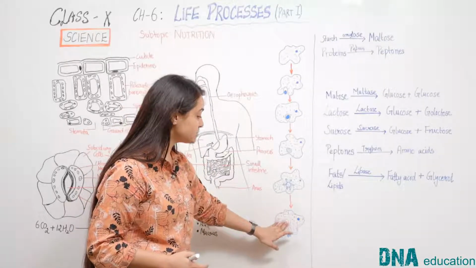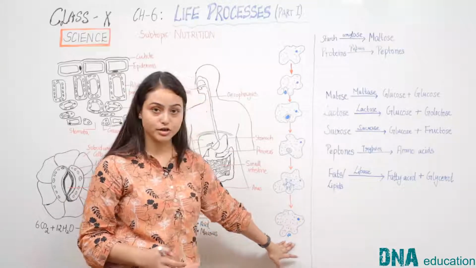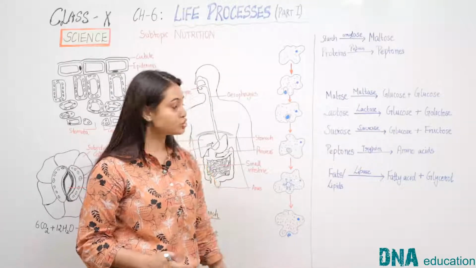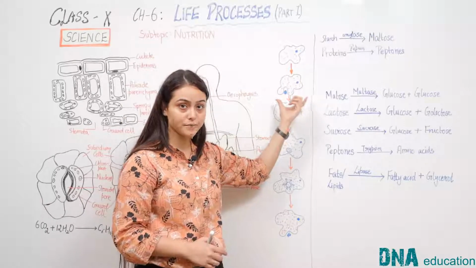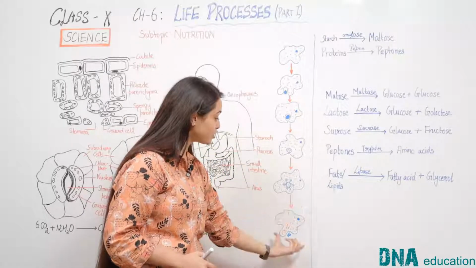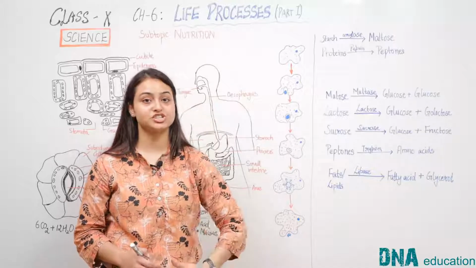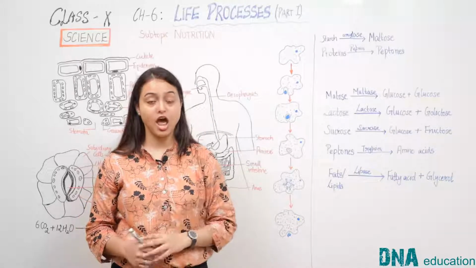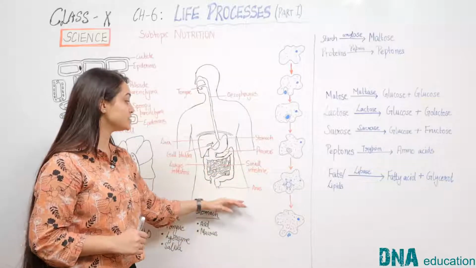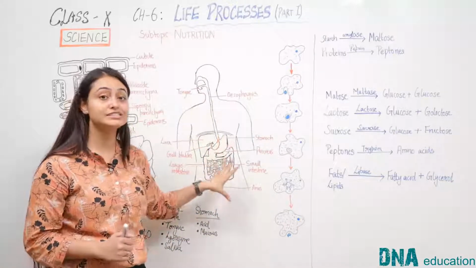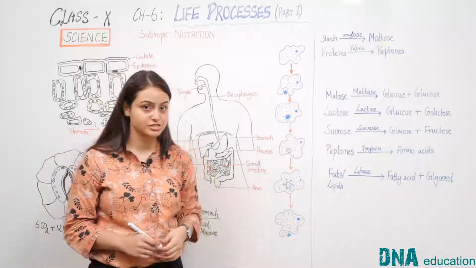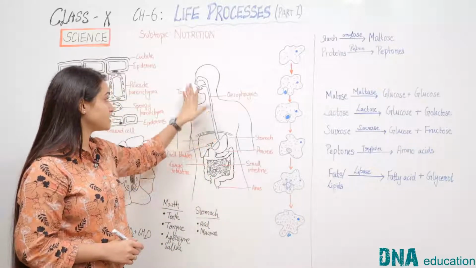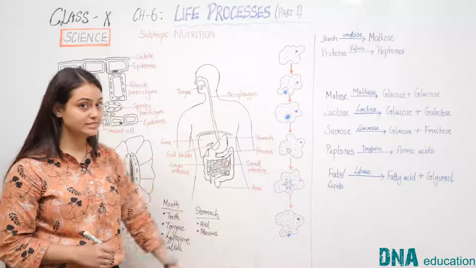Finally, the waste materials are expelled outside the body of the amoeba through the membrane. So in case of amoeba, we see that a single cell body of amoeba completes the complete process of nutrition, digestion, assimilation and excretion. Now in case of humans, we see that we have an elaborated system of digestion in which different parts have different functions.